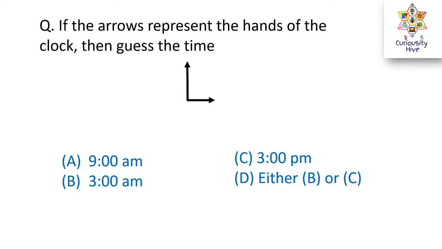Next question. If the arrows represent the hands of the clock, then guess the time. Choose the answers from the given options. Try it with me. So when you plot a circle with this intersection point as the center of the circle and then plot the four main quadrant points, you'll notice that three faces just opposite the hour hand and then the other numbers follow to complete the clock.